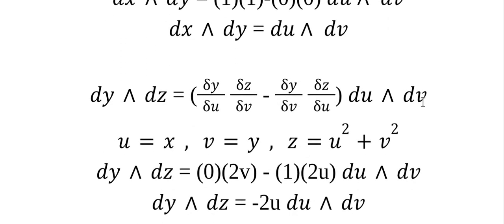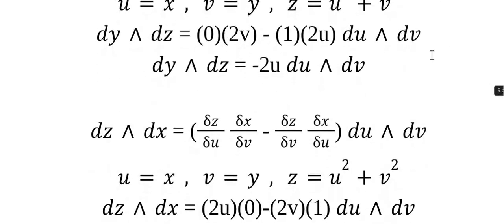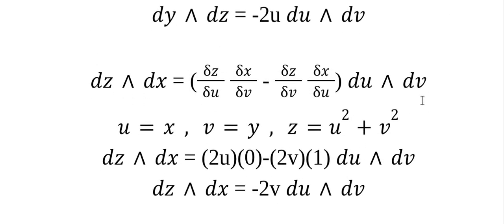The next one was dy wedge dz. Okay, so that's 0. Doesn't matter what the rest of them are. Partial y over partial v is 1. Partial z with respect to u is 2u, but we've got a negative. So here's our answer. One more. dz wedge dx. That's 0, so it doesn't matter. Partial z, partial y is 2y, but we got a negative. Partial x over partial u is 1, so here's the answer.